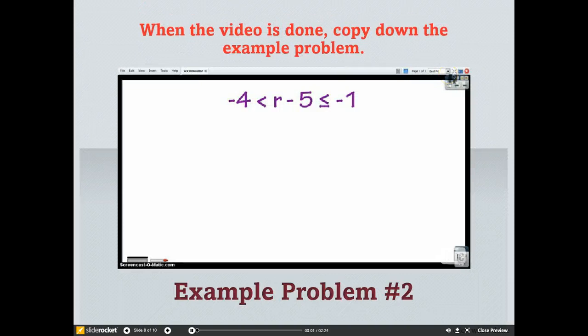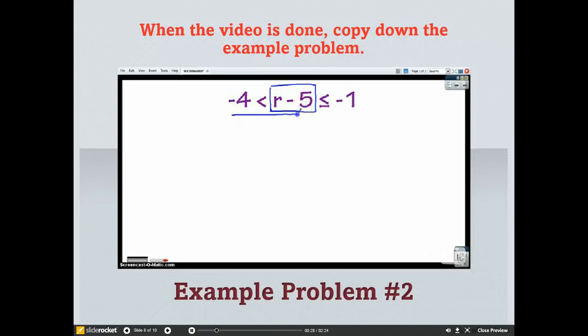So let's take a look at this next compound inequality. Negative 4 is less than r minus 5, which is less than or equal to negative 1. So basically what they've done here, and you'll see this quite often, is they've jammed two inequality problems together. And what you first have to do is think about them separately. And the way we do that is we're going to reuse this middle portion here. And I'm just going to box it out so we can see it. Okay, this part we're going to reuse twice.